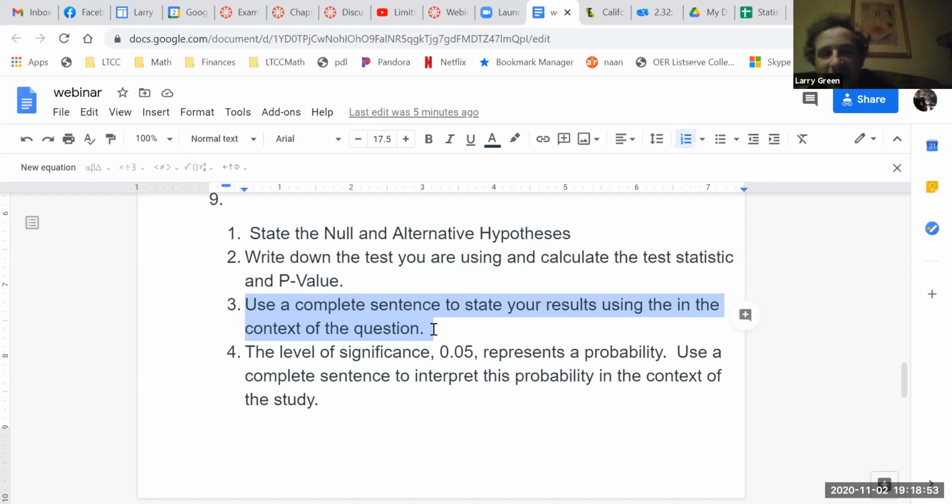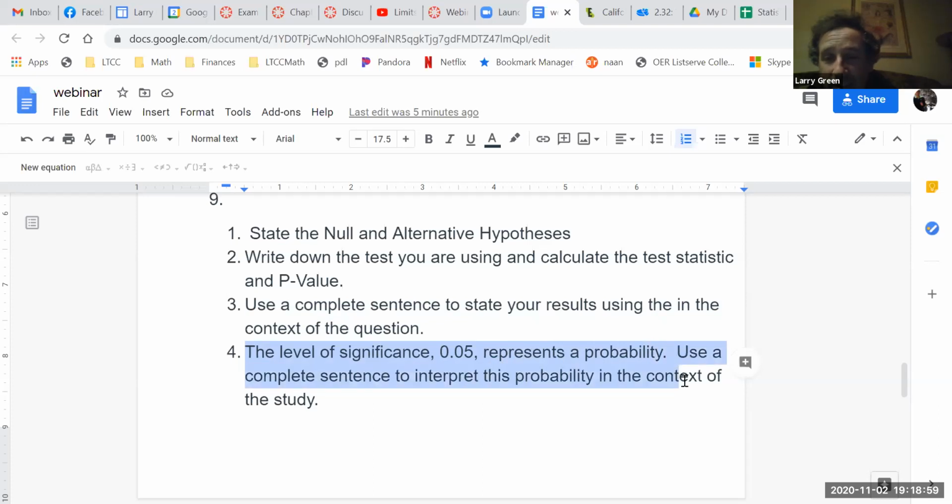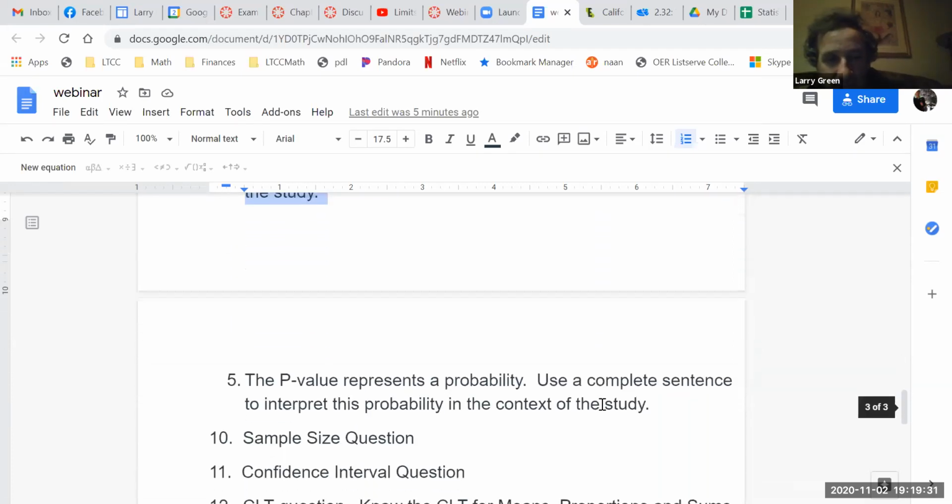Okay. And then number 4 is a level of significance. 0.05 represents a probability. Use a complete sentence to interpret this probability in the context of the study. What's the first word for number 4? Because again, the first word helps you get started. So what's the first word for number 4? Yeah, that's the if. Okay, so let me move on.